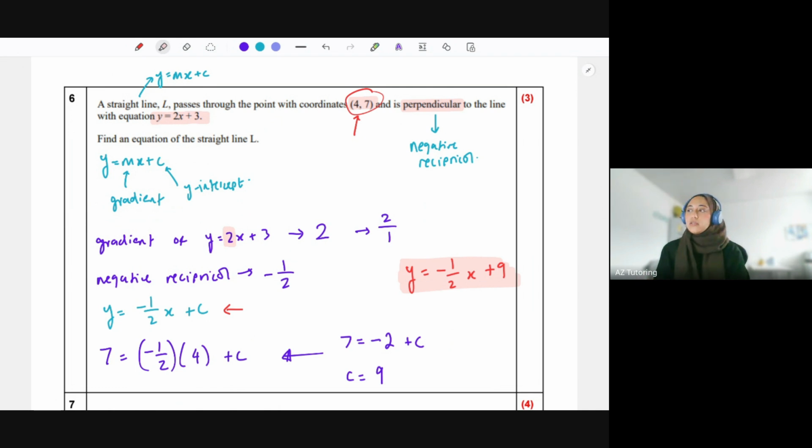So be quite confident with these kinds of questions. Sometimes they'll say perpendicular, they might say parallel, so it's the same gradient. Sometimes they trick you and they don't give that in the right format, so you have to rearrange it and make it of the form y equals mx plus c. Okay, so that's that question. Let's move on.